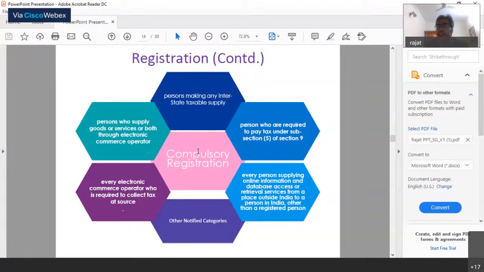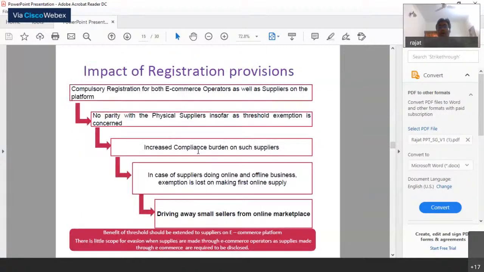Then every electronic commerce operator is required to obtain GST registration. And similarly, a person who supplies goods or services through an electronic commerce operator is required to obtain GST registration compulsorily. Now, what is the impact of registration provisions? Like we've seen in case of e-commerce sector, it is both the e-commerce operator as well as the suppliers on the e-commerce platform who are required to obtain registration compulsorily.